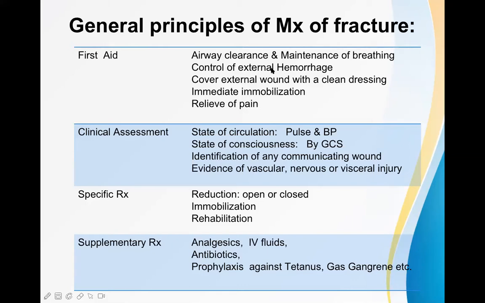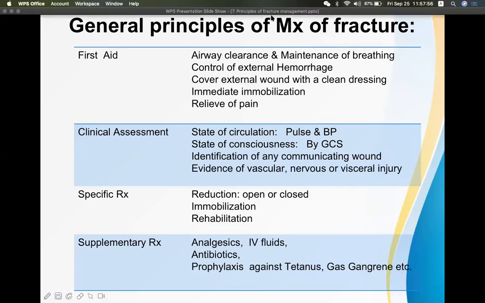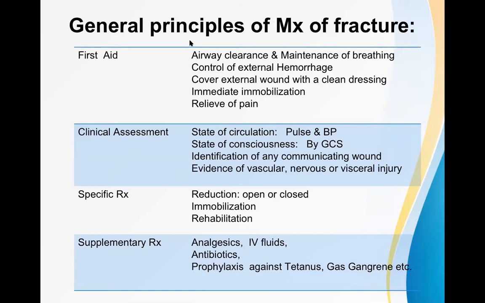Another is control of external hemorrhage. If there is brisk hemorrhage going on, we should control it. Especially it is very common in compound or open type of fracture. Cover the external wound with a clean dressing. This is an important one. Don't allow any dirty things to come in contact with the wound. Cover it with a clean dressing till you take the patient to the hospital.